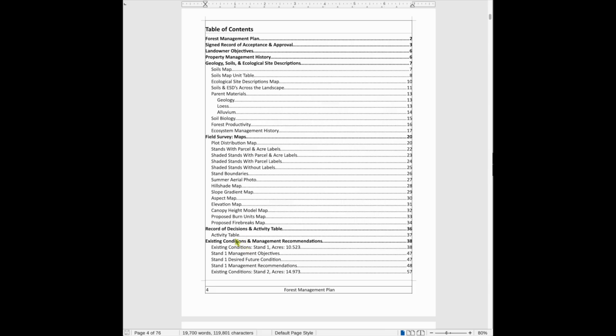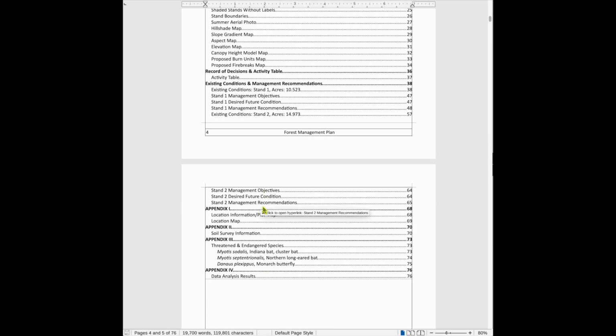Okay, and then I go through existing conditions and management recommendations stand by stand. So I go through all of stand 1, and then all of stand 2 is here. So the existing conditions, that's like an inventory, a field survey. It's like in real estate when you sell a property, you get a home inspector to come with a flashlight and a screwdriver, and they look in all the corners and dark areas and all the hidden areas everywhere, and they give you a report that tells you what's going on. And that's what the existing conditions is.